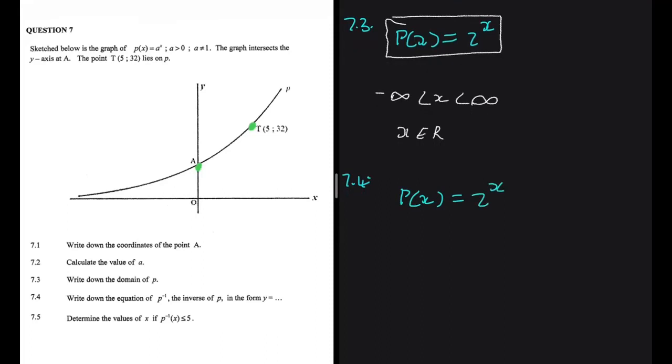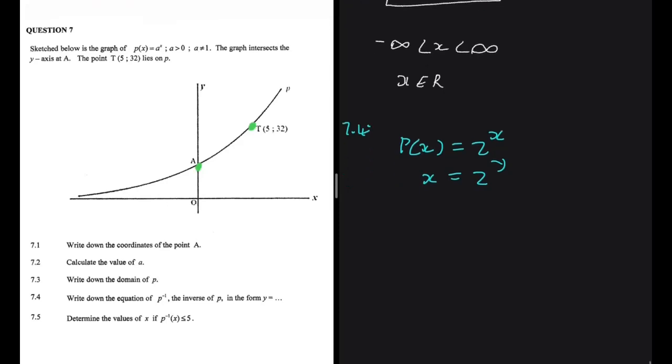So if we want to find the inverse, we have to swap x and y, and then solve for y. So if we do that, in place of p of x, we put in x, we swap x and y, then it's equal to 2 to the power y. And then from here on, we have y as our exponent, so we have to introduce log on both sides.